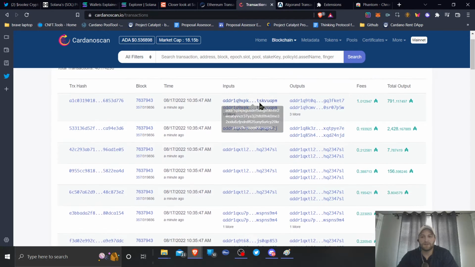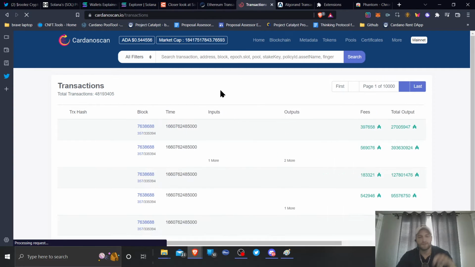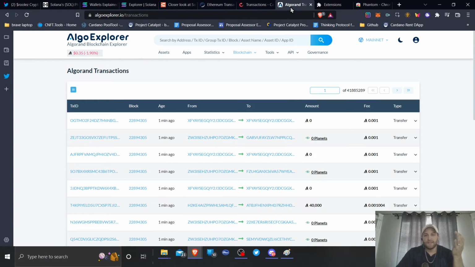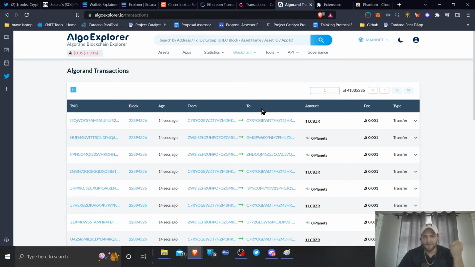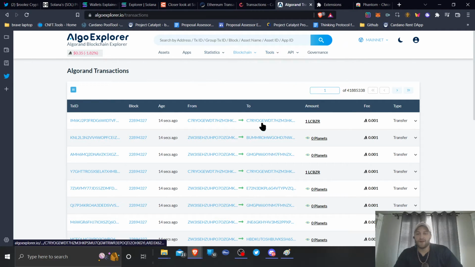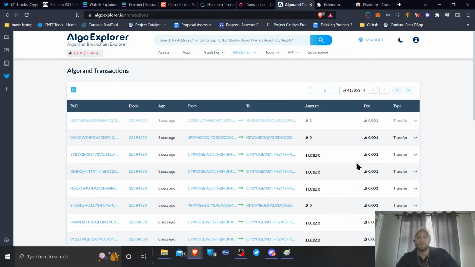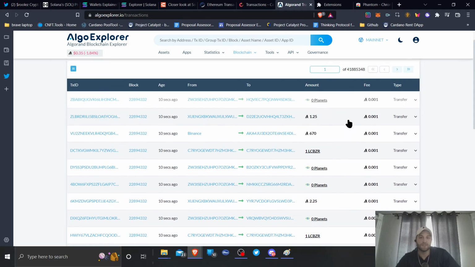And then this is Cardano scan. Let's go into transactions. It's also very detailed. And Algorand, I love Algorand's transactions, Explorer, and all that stuff. It's very detailed, very beautiful. It updates on the fly. Personally, I've only used Algorand a couple of times, but it looks like the tech is there for this one, so I might have to do a little bit more research.